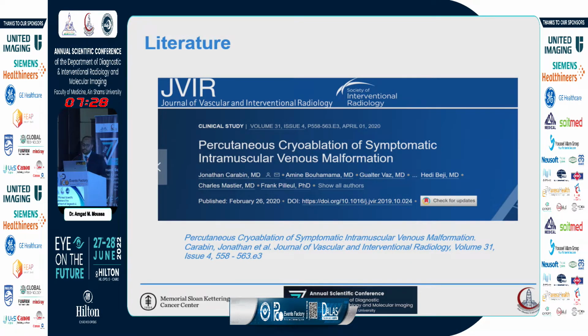And this is a growing indication for symptomatic intramuscular venous malformations, where cryoablation is superior to sclerotherapy and superior to surgery, or at least has better results and is less invasive, with less procedure, especially when compared to sclerotherapy.